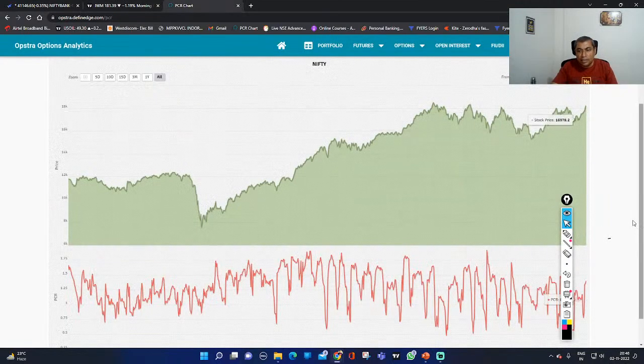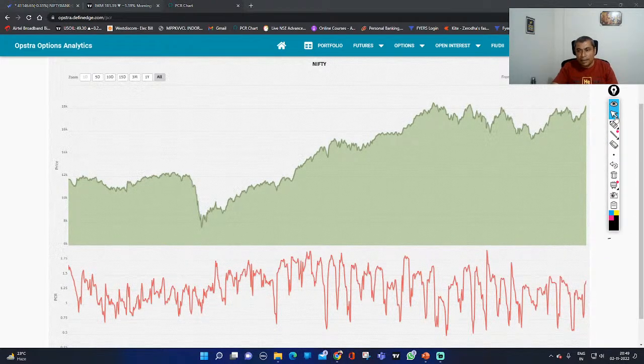This is a very cool platform for options analysis, and the reason that I brought all you guys here is just to see what is happening in the put call ratio, or PCR. So PCR is about 1.4. Now what is a put call ratio? When we divide all the puts by the calls, the ratio that comes out is the put call ratio.